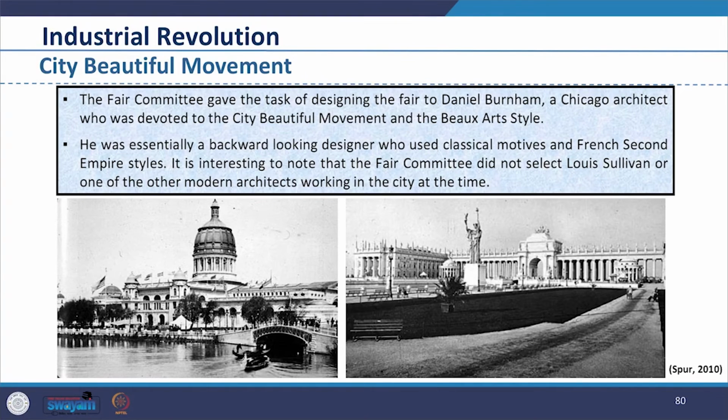The fair committee gave the task of designing the fair to Daniel Burnham, a Chicago architect who was devoted to the City Beautiful movement and the Beaux-Arts style. It was essentially a backward-looking design which used classical motifs and French Second Empire style. It is interesting to note that the fair committee did not select Louis Sullivan or one of the other modern architects working in the city at the same time.